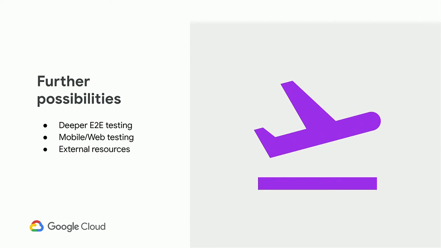We can do more. We can use these same kind of methods to do deeper end-to-end testing, a scripted test that creates an order, puts something in a shopping cart, buys some cookies. We could do mobile web testing. There's a service called Firebase Test Lab that Google provides to test against Android devices and iOS. And we could use external resources. So say, for example, we wanted to spin up a dedicated Cloud SQL per test. We could do that.